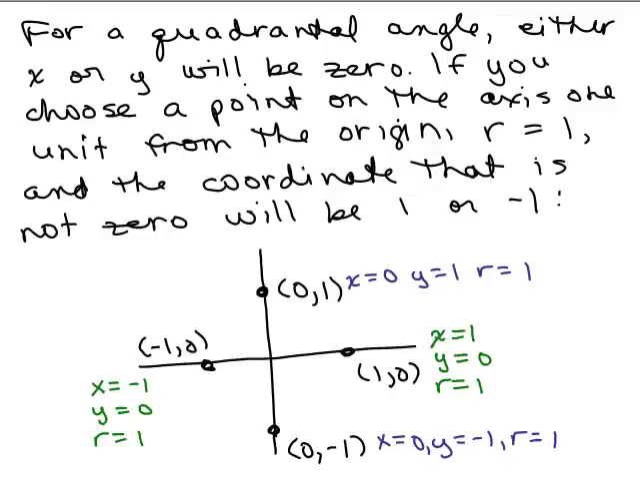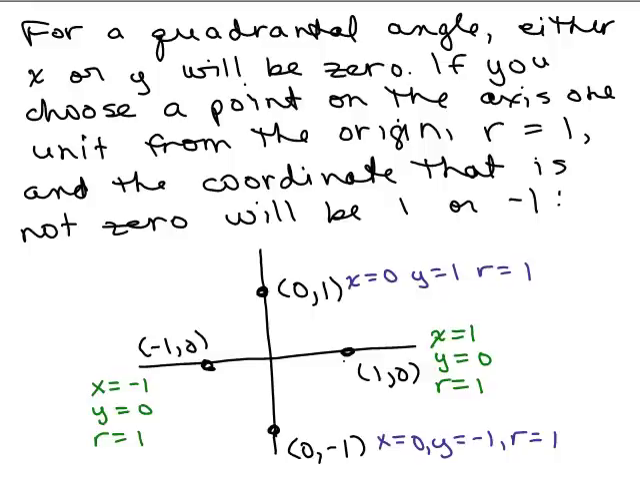So for a quadrantal angle like 0 degrees, 90 degrees, plus or minus 90 degrees, 180 degrees or -180 degrees, or 3 pi over 2, -3 pi over 2, etc. All the quadrantal angles, either x or y will be 0. And so if you choose the point on the axis 1 unit away from the origin, then r will be 1, right? And the coordinate that is not 0 will be 1 or -1. So here are the only possibilities if we decide to do it that way.